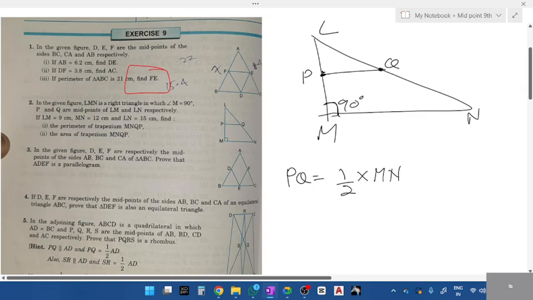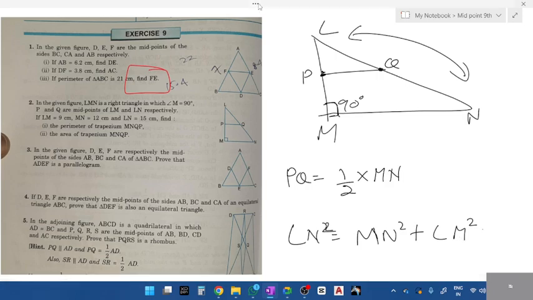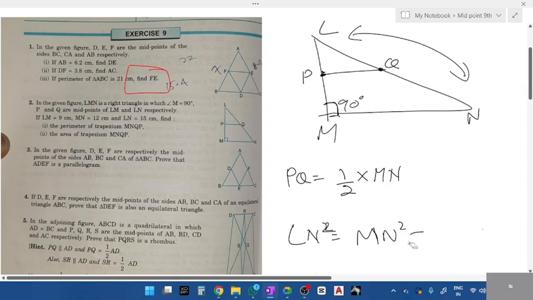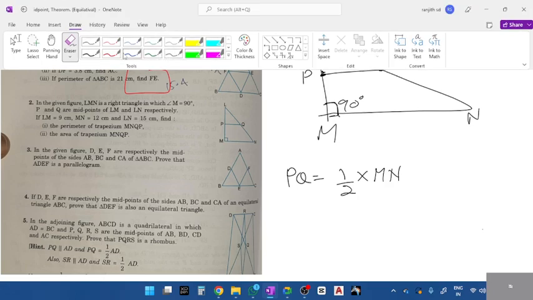If this is a right angle triangle, which one is the hypotenuse? Which side is the hypotenuse? LN is the hypotenuse. What is Pythagoras theorem? How do you apply Pythagoras theorem here? Hypotenuse LN square is equal to MN square plus, what's the third side we have? LM square. Right? So when it comes to right angle, what are the things you have to remember, students? You have to remember hypotenuse and Pythagoras theorem.